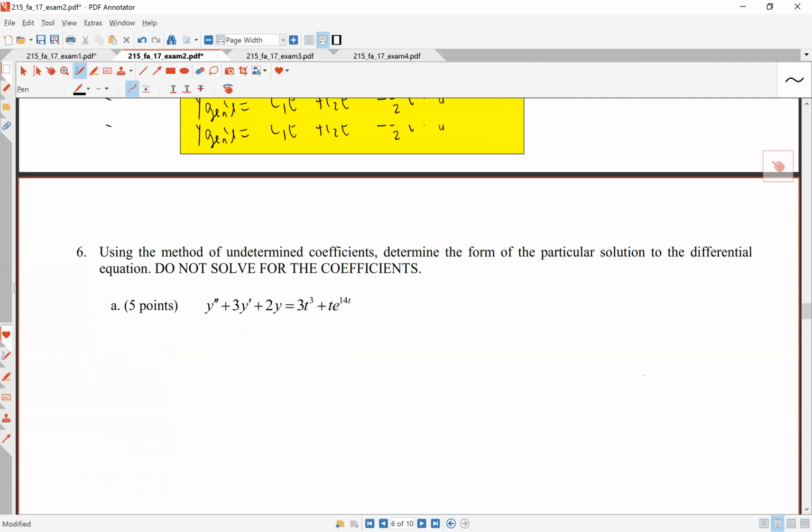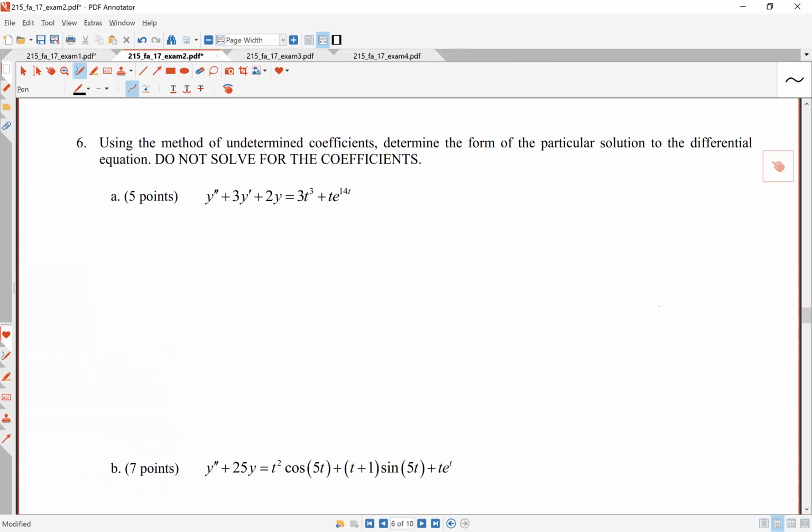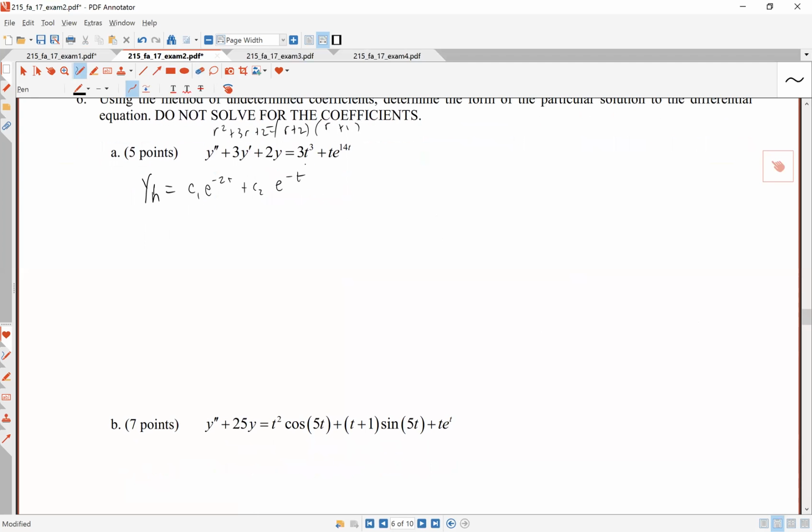Okay, using the method of undetermined coefficients, determine the form of the particular solution. So just the form of it. And when we look at this, we have to know what the homogeneous solutions are before we get started in all these problems. So r squared plus 3r plus 2, r plus 2, r plus 1. So we got c1 e to the negative 2t plus c2 e to the negative t. And since the right side doesn't have any of those pieces, then we're just good with going forward with our particular solution.